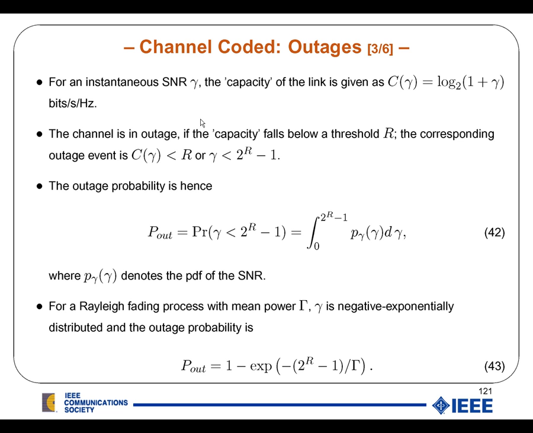Now, how to calculate the outage here? We follow the Shannonian analysis, meaning for an instantaneous signal-to-noise ratio gamma, the capacity of that link is given as C of gamma, log to base 2 of 1 plus gamma. The channel is defined to be in outage if the supportable rate falls below a certain threshold R. The corresponding event is that C of gamma falls below R, or equivalently, if you rearrange that equation, that gamma falls below 2 to the power R minus 1. Therefore the outage is given by that probability expression here, which depends on the probability density function of the signal-to-noise ratio gamma. Assuming a Rayleigh fading process and normalization of the noise, we get gamma to be negative exponentially distributed, and we easily calculate the outage probability.